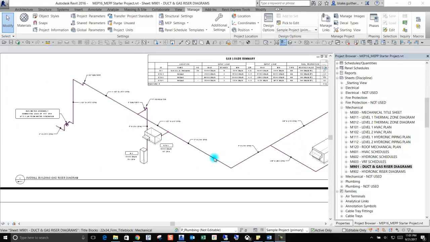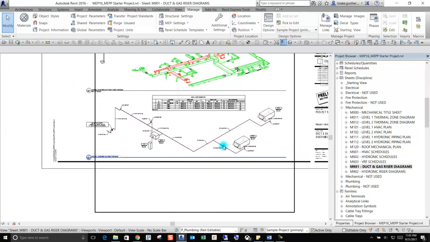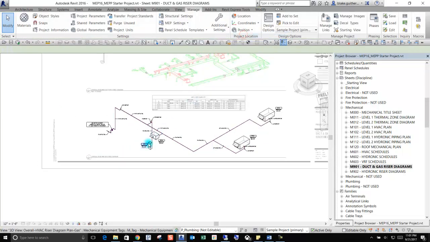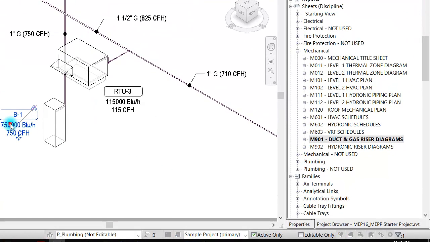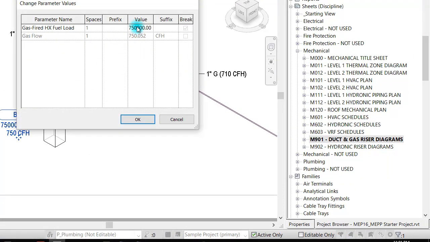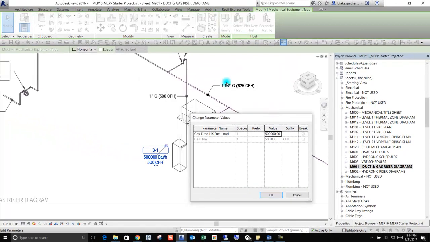So I'm going to activate this riser diagram. All right, so we have a boiler here. We can select the tag and edit the BTU value of the boiler. Say it's a 500 BTU boiler. You could edit this in the schedule or at the tag, whatever you want. But the important part is that the gas flow parameter is going to update, and all of the piping system is going to update as well.